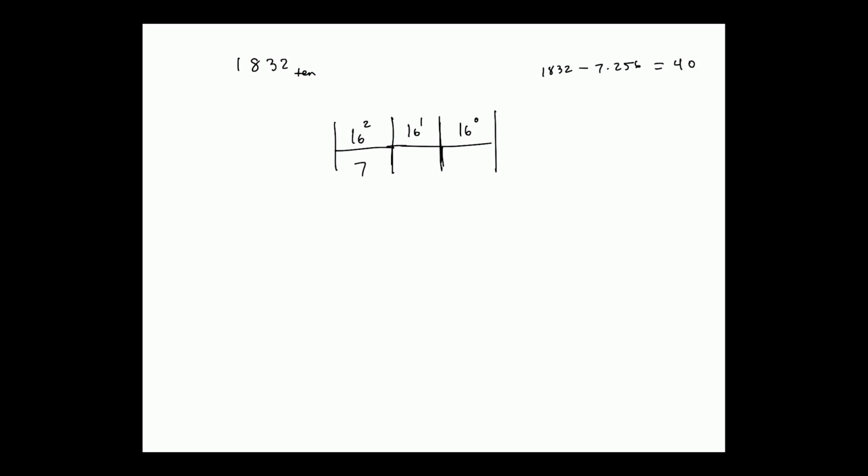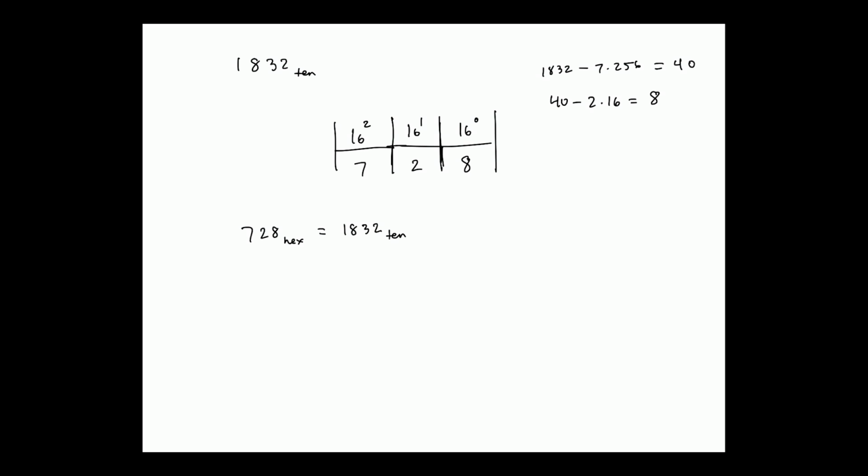So how many 16 to the firsts fit into 40? 2. So now I'm going to do 40 minus 2 times 16, which is 8. That's the leftover. And then in my last position, how many ones are there? Well, there's 8 of them. Right. So 728 in hexadecimal, and I'll put a little subscript of hex to indicate this, is equal to 1832 in base 10. So just a different base, but otherwise everything works exactly the same.